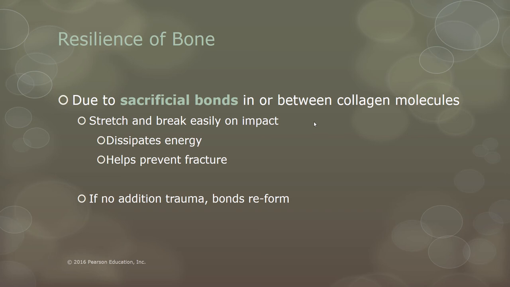The collagen in bone tissue makes what we call sacrificial bonds, meaning they can snap really easily, but then they can also knit back together really easily. We're talking about the bonds between individual collagen molecules.